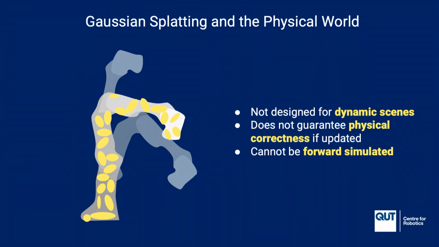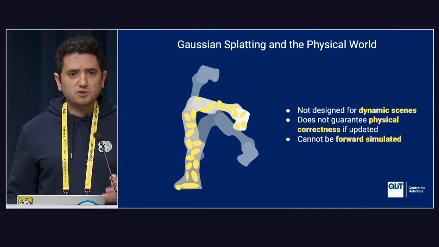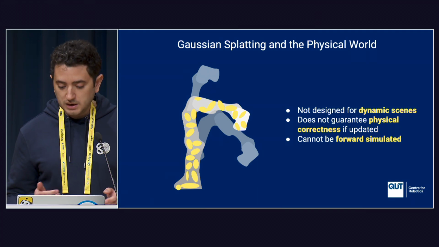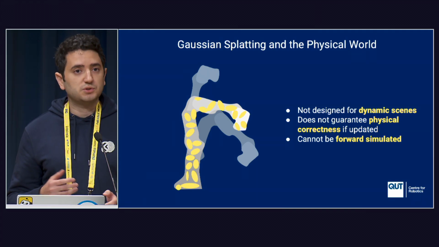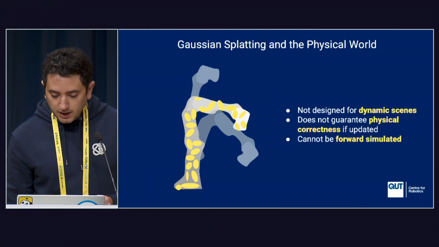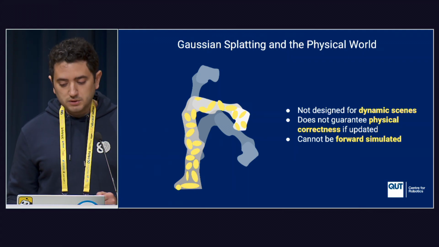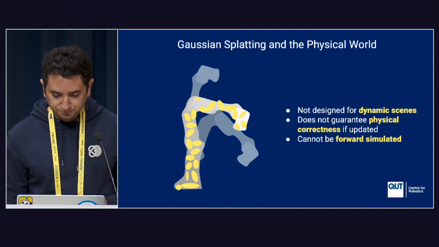The problem is that the original Gaussian implementation cannot be used to represent the physical state of the world. Because it is designed for static scenes and not dynamic scenes, it has no means of updating itself in a physically consistent way when changes in the world occur, and we are unable to predict future states of the Gaussians from their current state.